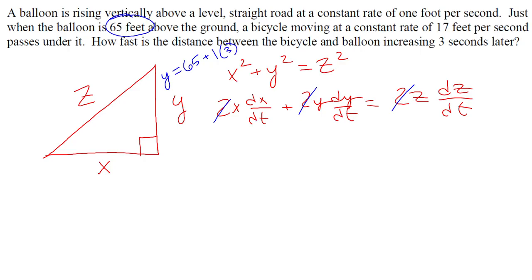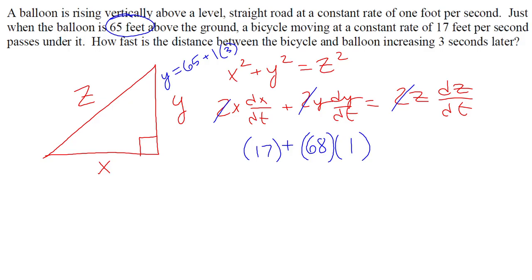So y is just going to be 68. So we're going to have a 68 here for y. dy/dt we're given, right? It's rising at 1 foot per second. So we've got that. The bicycle is moving at a constant rate of 17 feet per second. So dx/dt is just going to be 17.